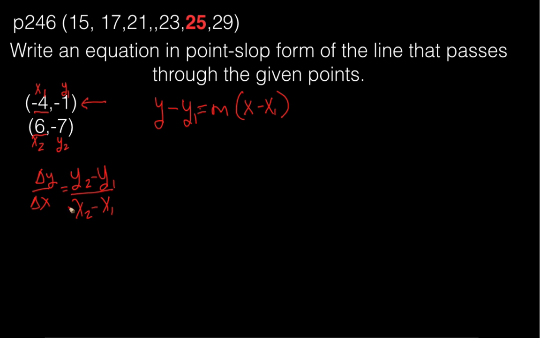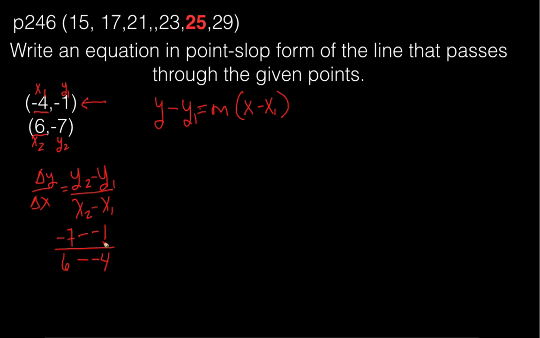All right, now let's work out the math. So y2, which is negative 7, minus y1, minus a negative 1, over x2, 6, minus a negative 4.